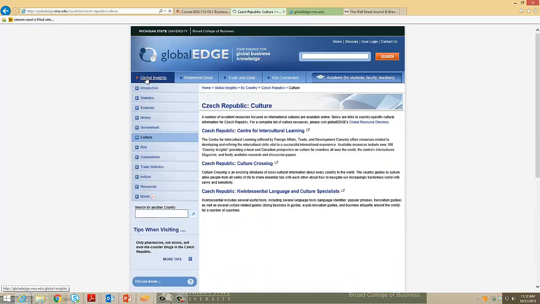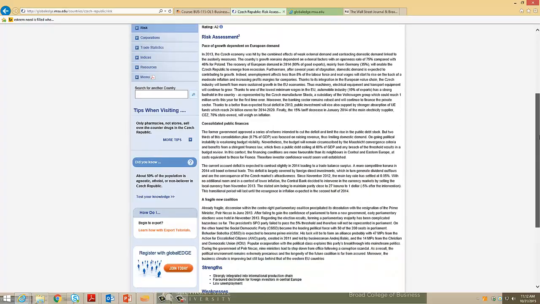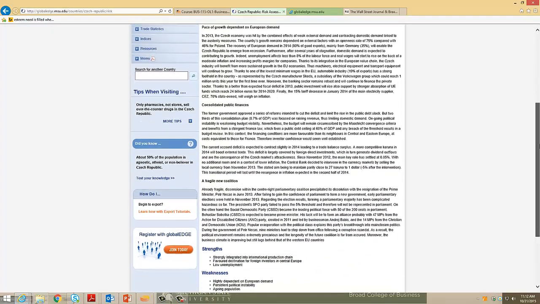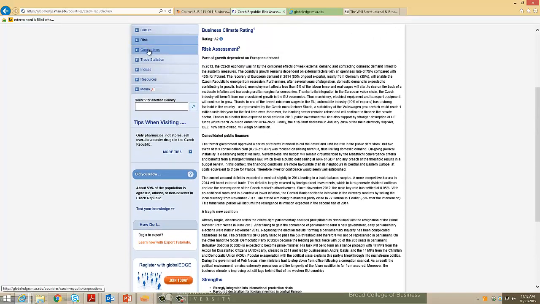Culture is going to help you negotiate business relationships and languages. The risk is one of my favorite. Country rating gives a risk rating. If you click on this, you can see a little bit more about how these risks are determined, and you can read about why they are placed as the type of risk that they are. And it even sums it up with strengths and weaknesses.